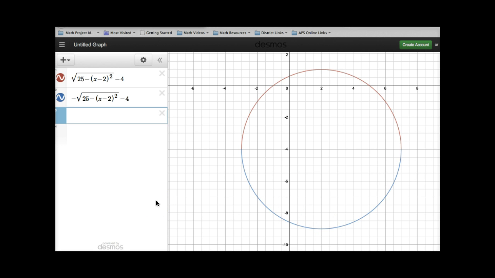If you think about a circle, consider, is a circle a function? Will we ever be able to have just one equation that we can graph that would give us the entire circle? So think about what you know about functions and why you have to graph these as two separate functions.